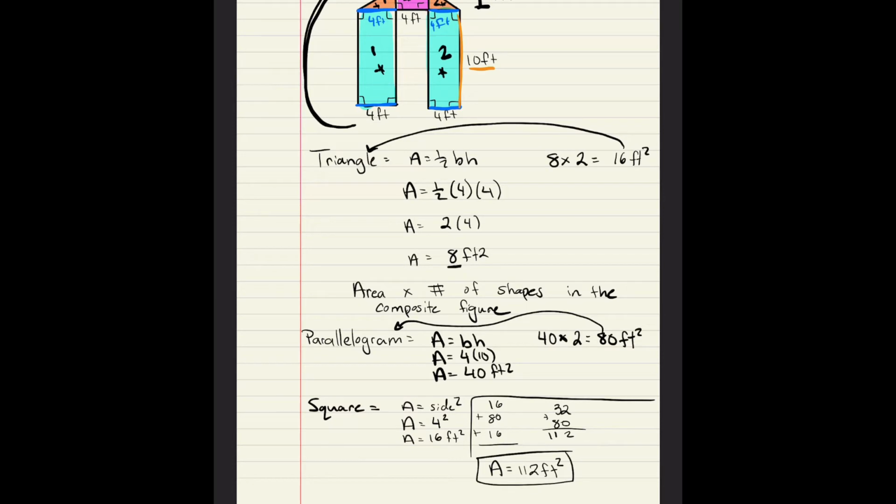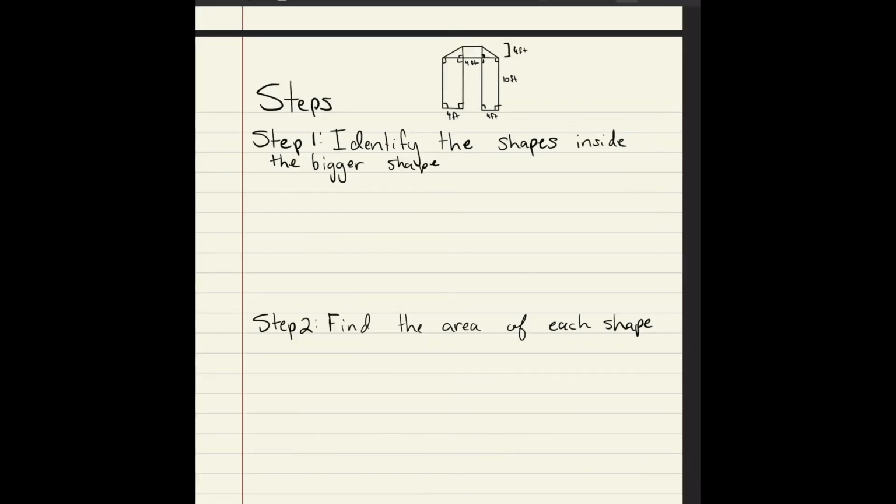All right, let's jump into our steps. Step 1 is to identify the shapes within your composite figure, or the bigger shape. So in this example, I have 2 parallelograms, 2 triangles, and 1 square.